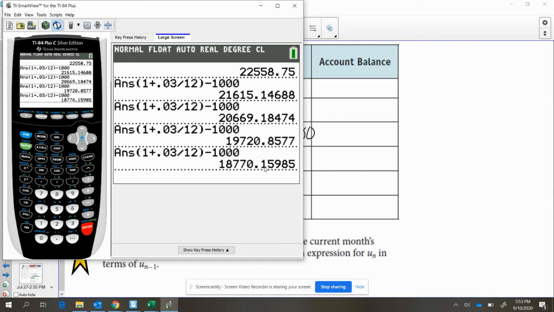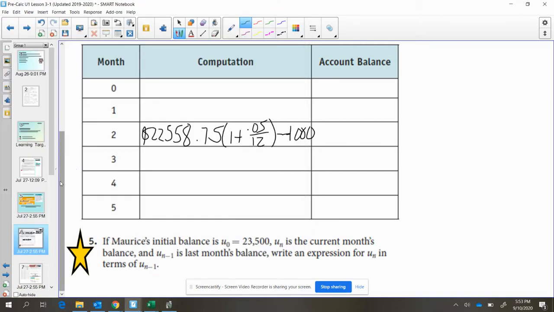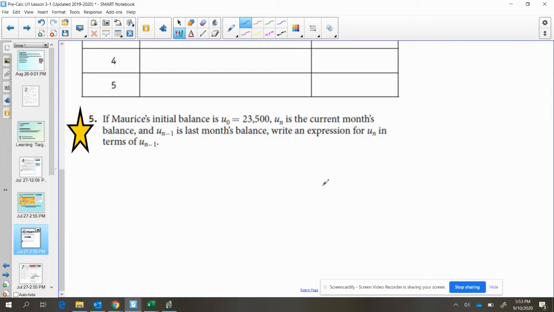And essentially, this helps us answer the next question, because each month, scrolling down a little bit, we have our starting balance, right? And to get the next month's balance, we're going to take the previous month's balance, so u sub n minus 1, and multiply it by 1 plus 0.03 divided by 12 and subtract away the 1,000.